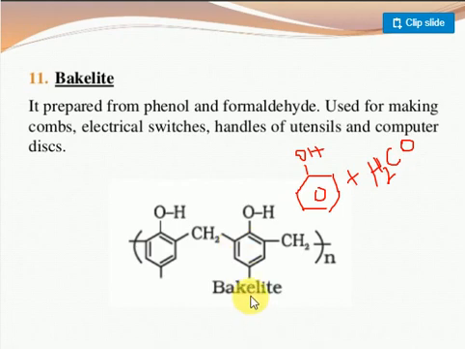Bakelite, remember, your tiffin boxes are made up of bakelite only. Bakelite is a phenol-formaldehyde resin. It is prepared from phenol plus formaldehyde and used for making combs, electrical switches, handles of utensils like pressure cookers, and computer disks. These are also made up of these things only.